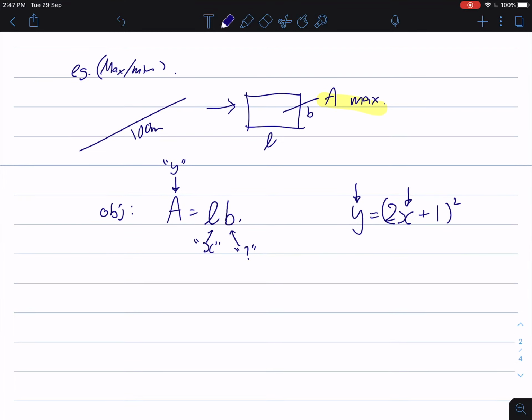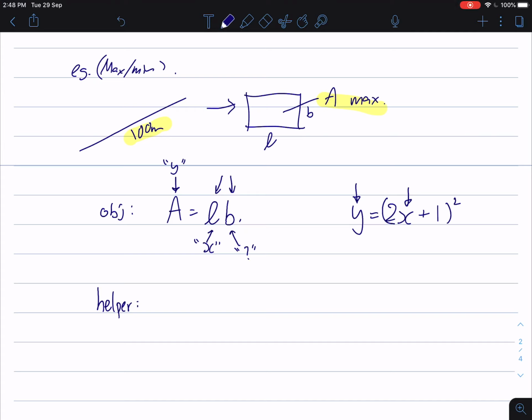So you need a helper equation. Somewhere in the question, they should have given you some information that you may use to find the helper equation. The helper equation's role is to help you get rid of one of these variables in the objective equation. How can you identify a helper equation? You look for where the question gives you a number. The moment they give you a number, the helper equation is nearby. They say the wire length is 100 meters.